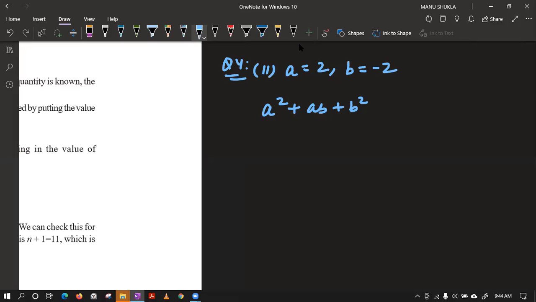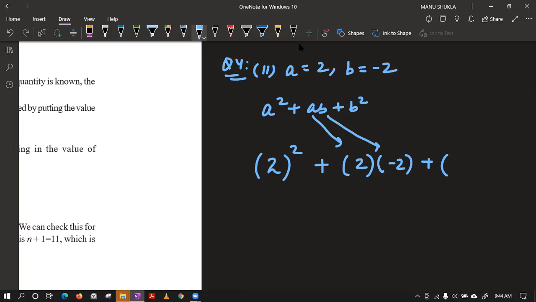First we have to put the value of a in bracket, that is plus 2 square, plus a is again 2 only, and what is b? b is minus 2. Then we have plus b, that is again minus 2 square. Class, I hope this substitution of value is clear to everyone. Please confirm.